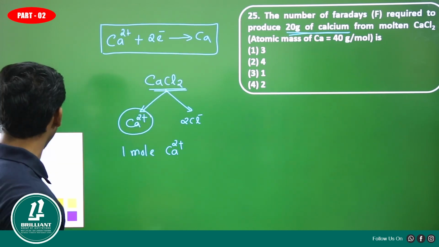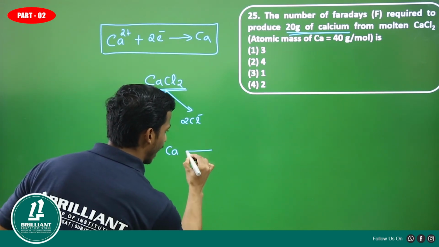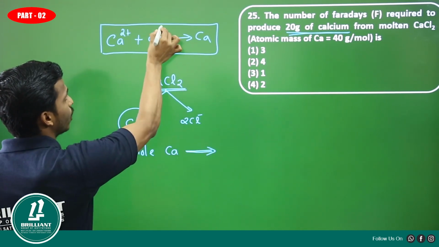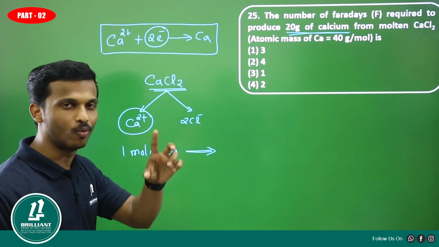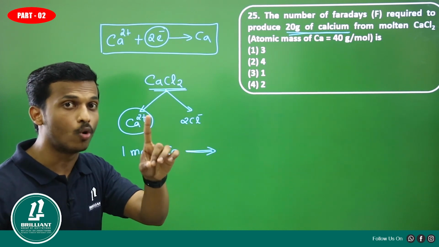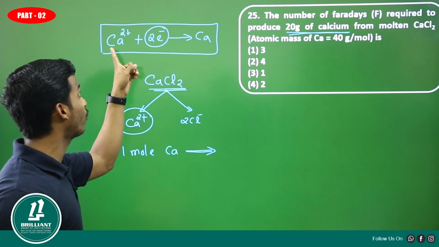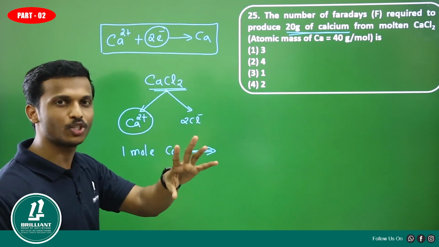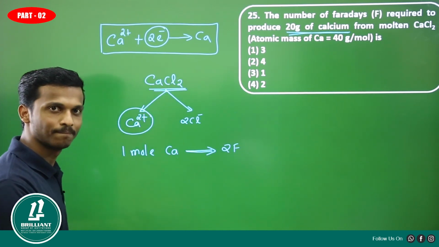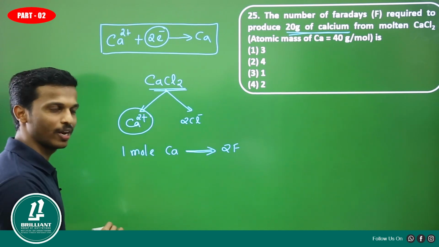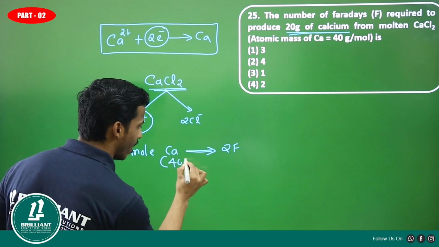So we can say 1 mole calcium. For getting 1 mole calcium, how much electron is required? 2 electrons. So 2 electrons correspond to what? 2 farad, right? What is 1 farad? The charge of 1 mole electron, that is 1 farad. So 2 electrons are there for the conversion of Ca2+ into Ca. So for 1 mole calcium, 2 farad is required. Student, 1 mole calcium, what is the mass? 1 mole of calcium, 40 gram.